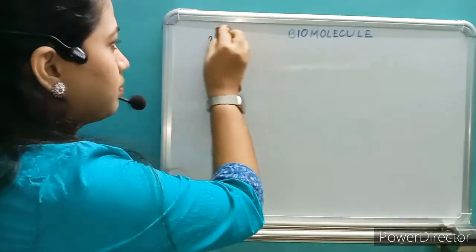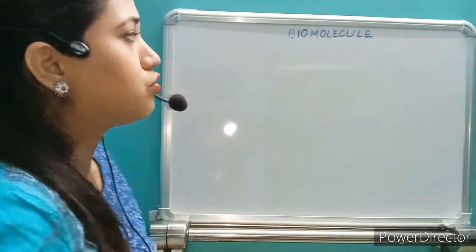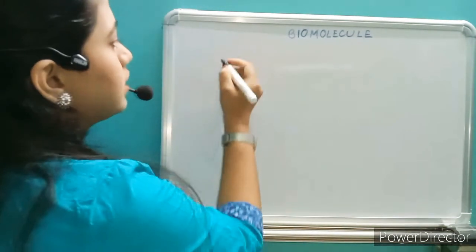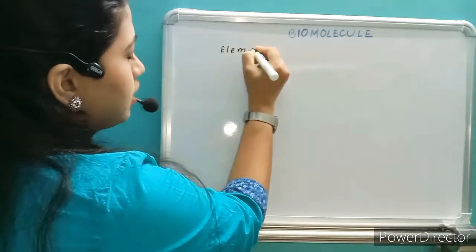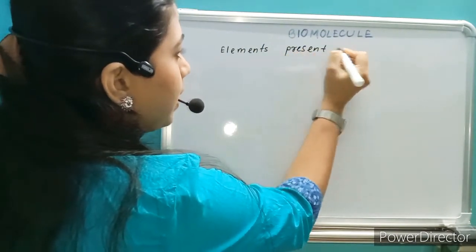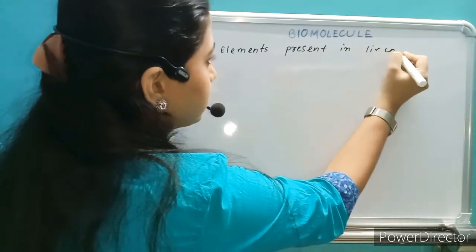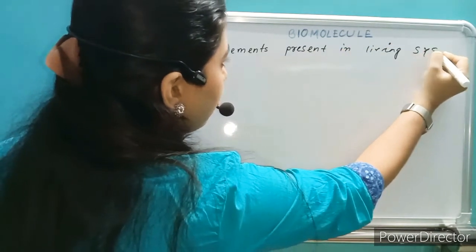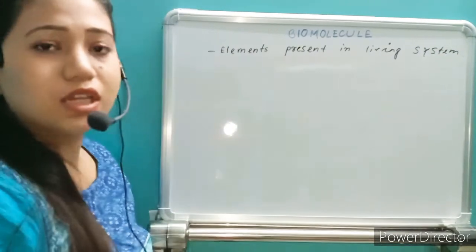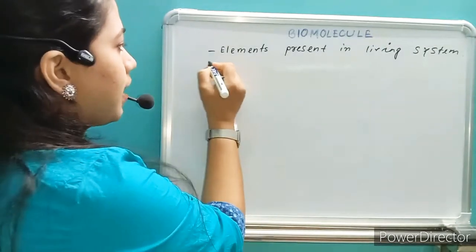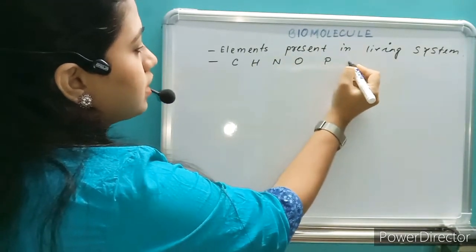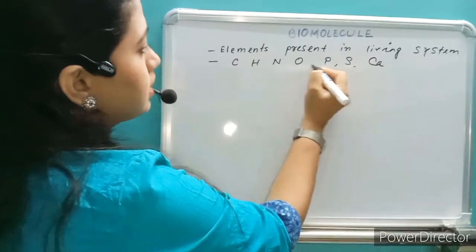In the Biomolecule chapter, first of all, what we need to know is, what is a biomolecule? What is biomolecule actually? It is the different elements, okay, these elements are present in the living system. It is called a biomolecule. Now what are the different types of elements found in the living body? We can have carbon, hydrogen, nitrogen, oxygen, phosphate, sulfur, calcium, etc.